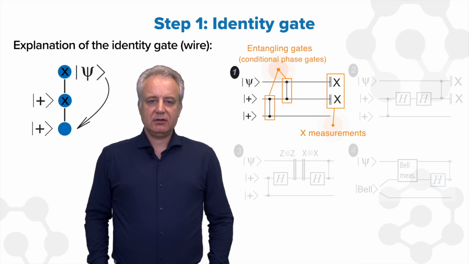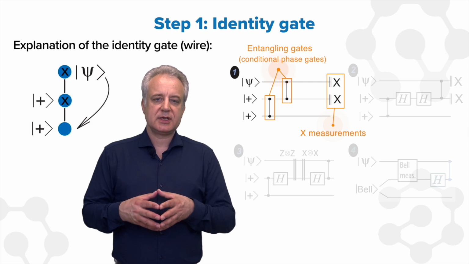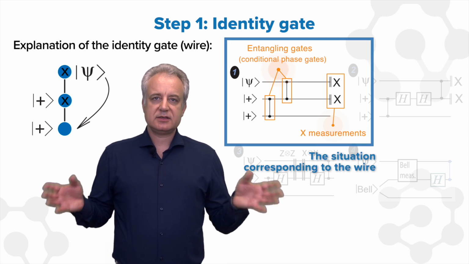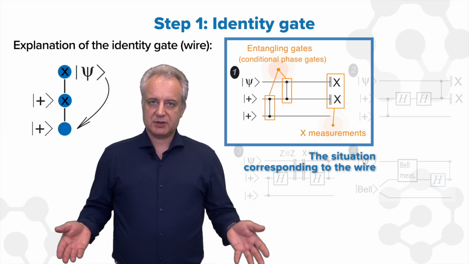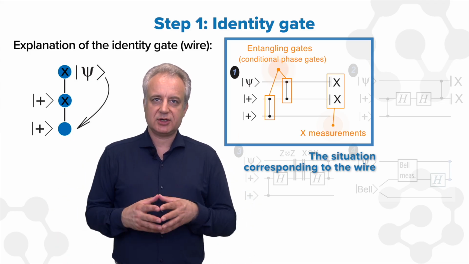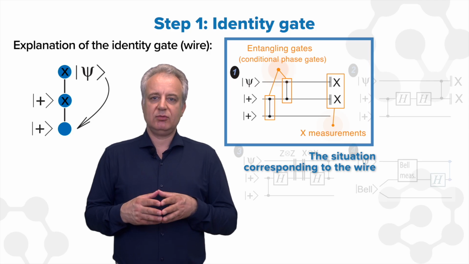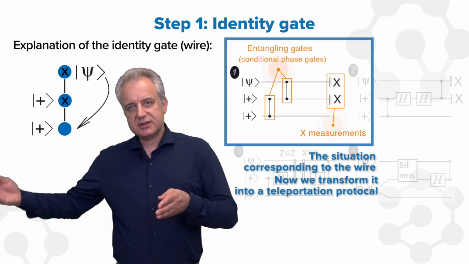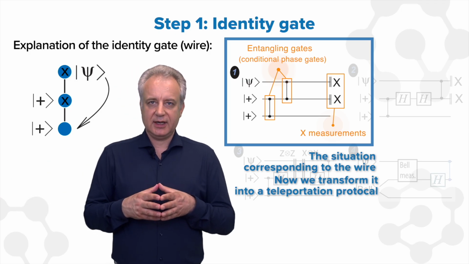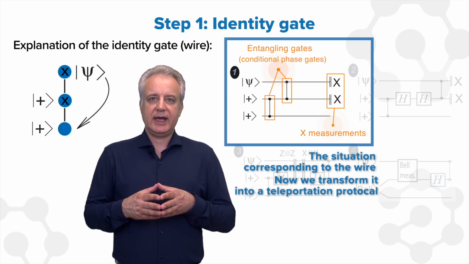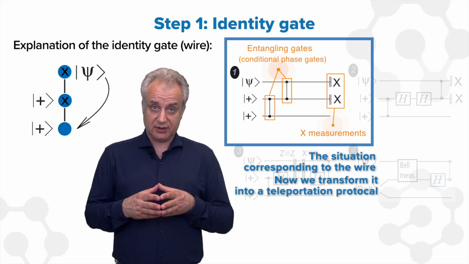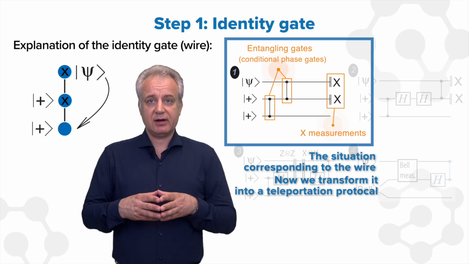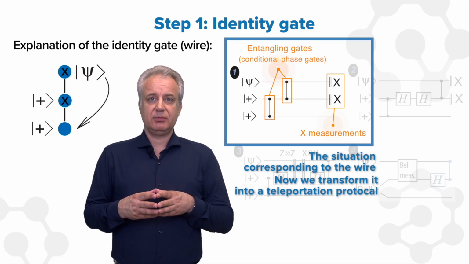So that describes the creation of the cluster state with input and its subsequent measurement. This is the situation that we are going to explain. Now, this is precisely the procedure that's being performed in wire. And now we want to transform this by equivalence transformation into something that you already know. And that thing is teleportation. So we rewrite this wire as a teleportation protocol.